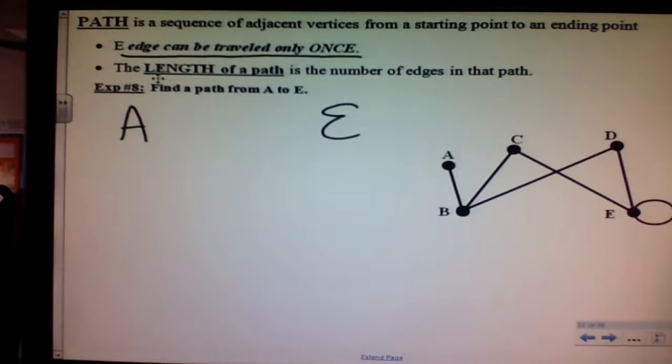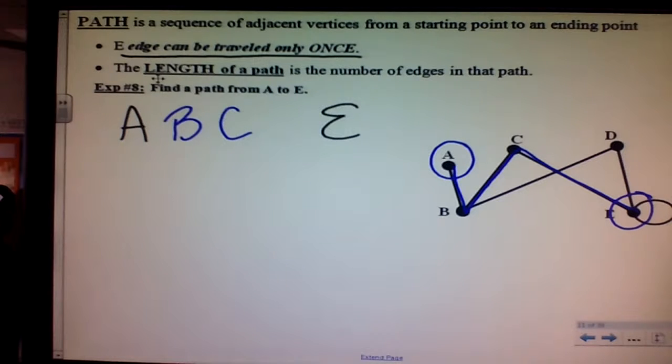Okay. So they want a path that starts at A, and we want to finish over here at E. A to B, B to C, C to E. So that's one.